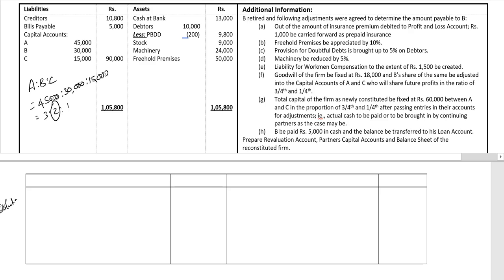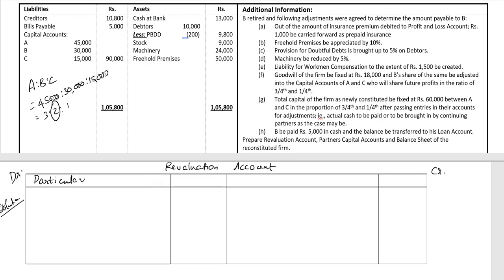Solution. Revaluation account. Left side debit, right side credit. Particulars. Rupees. Particulars. Rupees. Let's begin with point A.